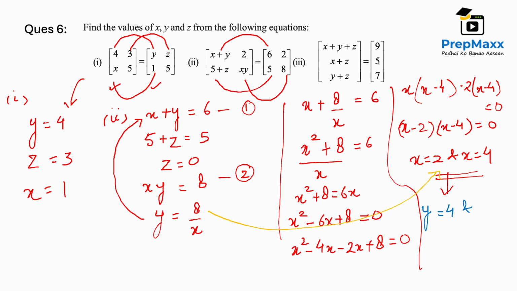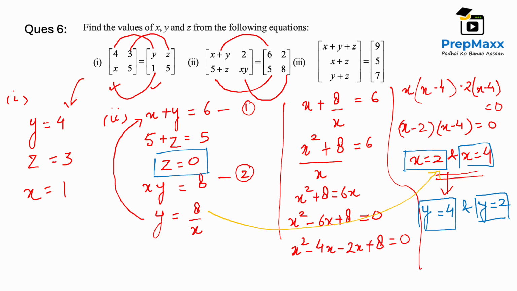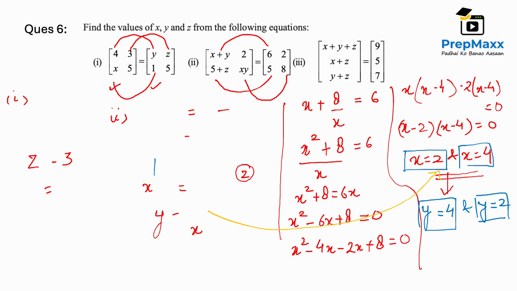And when x is 4, y is going to be equal to 2, right? So for the second matrix, these are the values. Z is 0, and x could be 2, x could be 4, and when x is 2, y is going to be 4, and when x is 4, y is going to be equal to 2, right? And then we have the third part, x plus y plus z equals 9. So let's erase this and find the values of x, y and z for the third part.